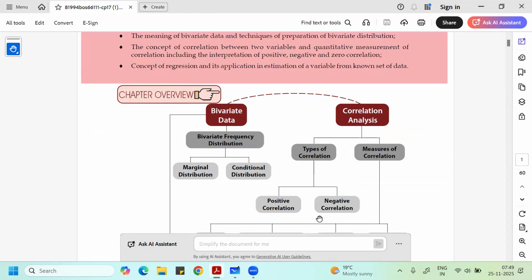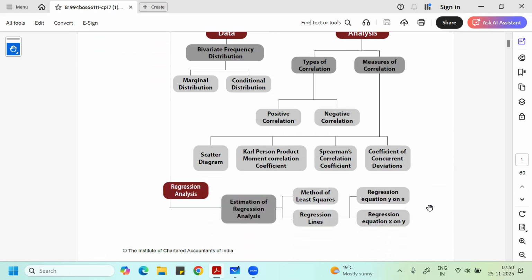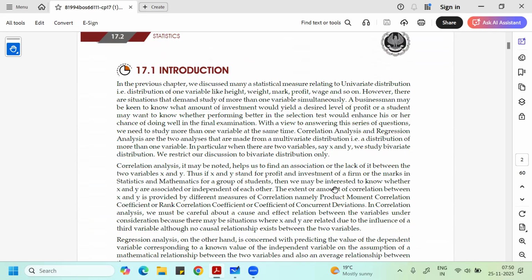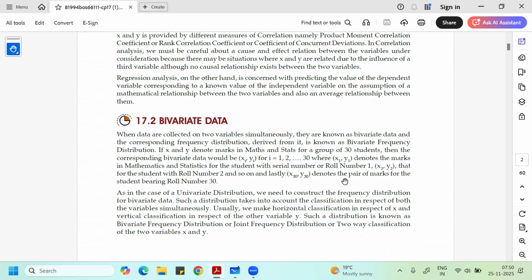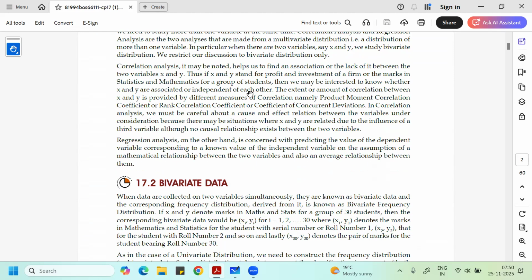There are different methods to calculate correlation. You can use the scatter diagram, the Karl Pearson method, the Spearman rank correlation method, or the concurrent deviation method. About regression we'll study in the next session. You can pause the video anytime and read what is there in this content. Primarily, in the introduction, they are talking about univariate data and its relationship with bivariate data.